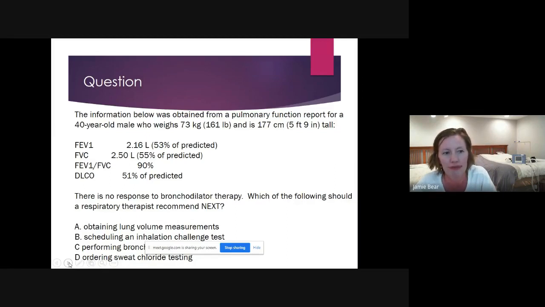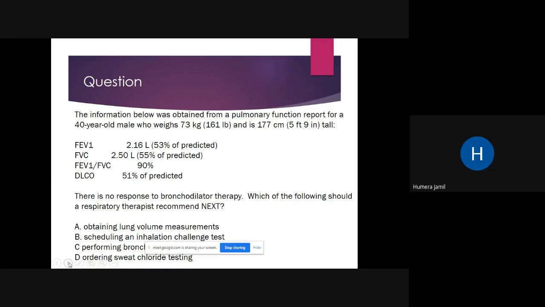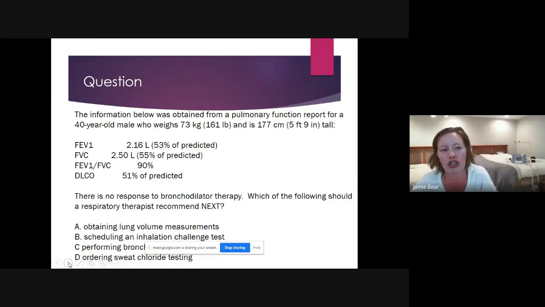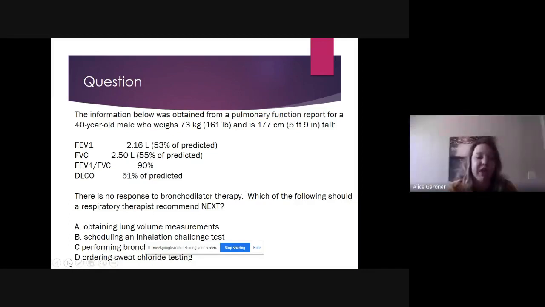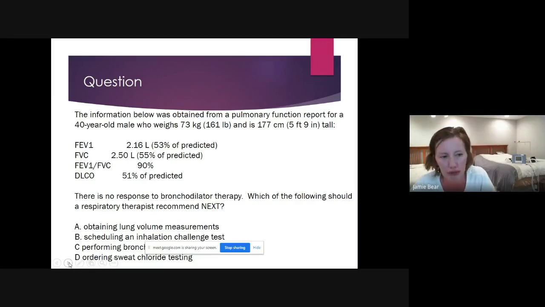Bronch. I think schedule an inhalation challenge. So when we just look at spirometry of 53%, 55, and 90, is that obstructive or restrictive? It's restrictive. You want to do A. Good, good. So it would be A. So you'd want to obtain your lung volume measurements as well.